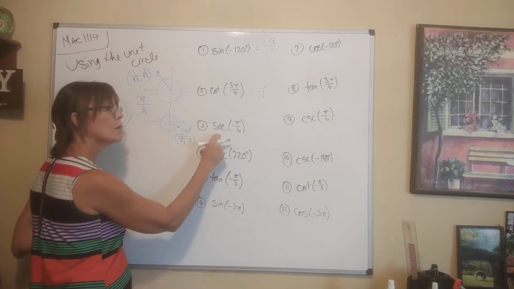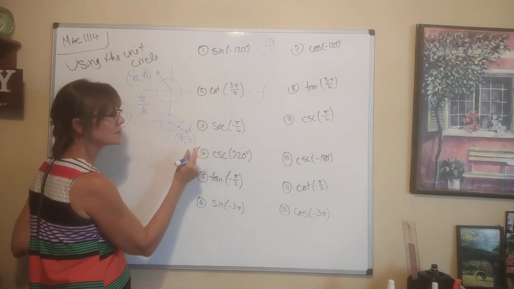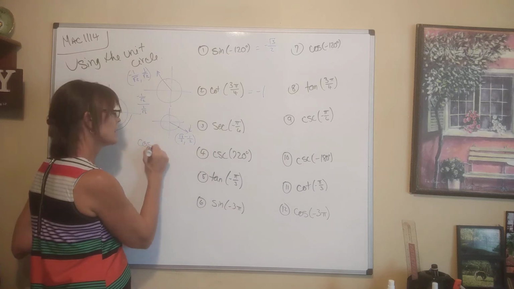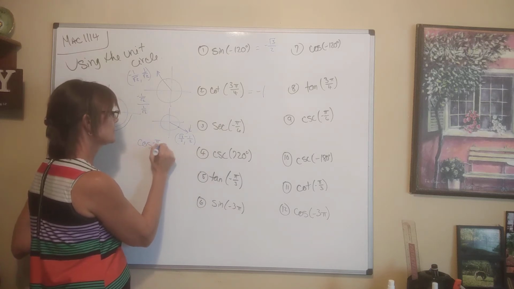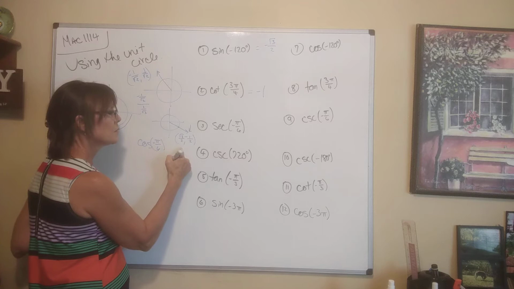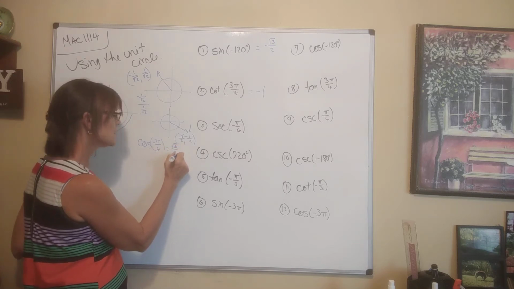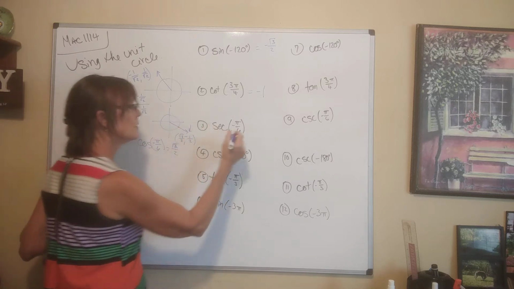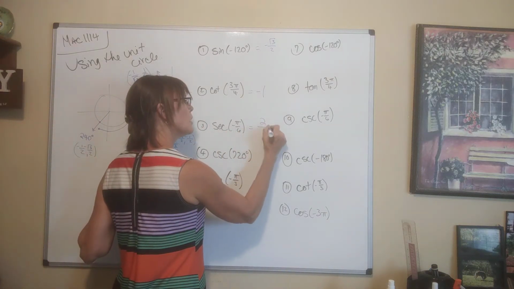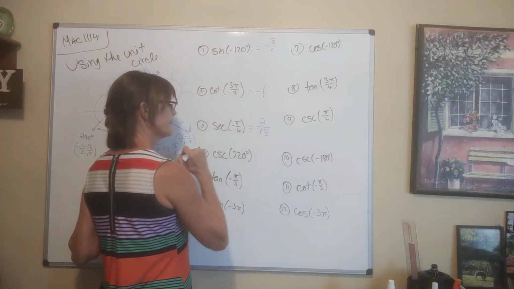Okay, now, they want me to find the secant. How I do this is I look at the cosine. The cosine of negative pi over 6 would be square root of 3 over 2, because it's the x coordinate. So that means the secant is the reciprocal. So this is going to be 2 over the square root of 3.